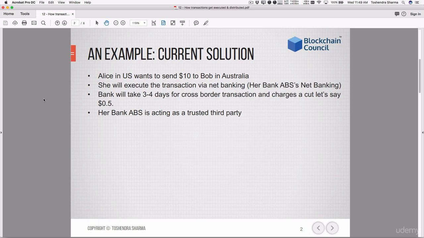The bank will take 3 to 4 days for the cross-border transaction and settlement to the cross-border bank's account, and then it will take some amount like 5% of the transaction amount or some huge fees. Here the bank is actually acting as a trusted third party to make sure the transfer is being done properly according to the legal compliances.